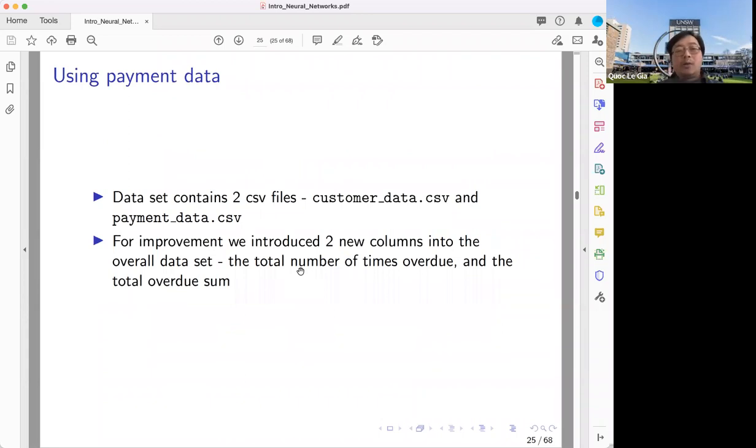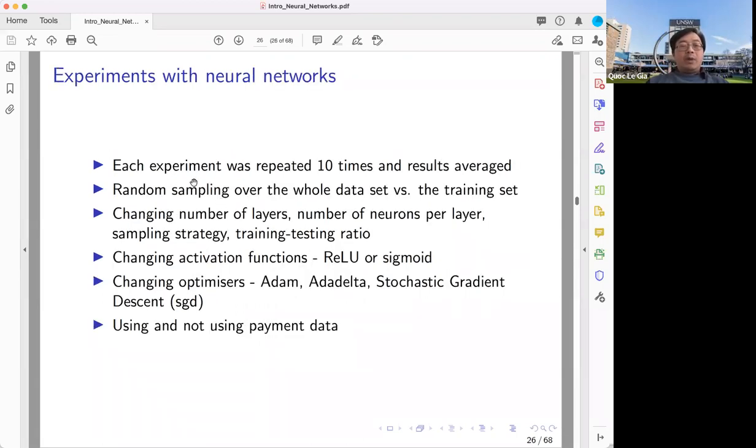Then the data set also contains some extra information. The customer data set is the standard data set already, with 24 attributes, but the payment data has some extra information, like the total number of times overdue and the total overdue sum, something like that. And then we just use that payment data, and we introduce 2 new features into the original data set.